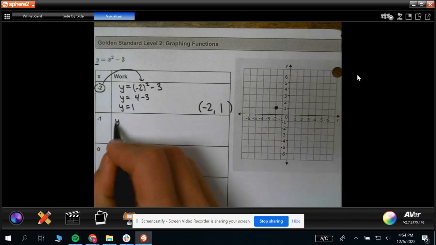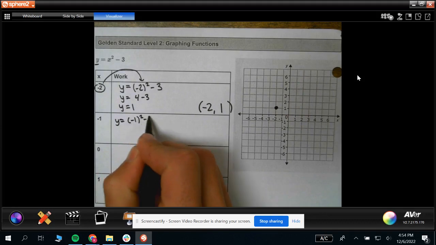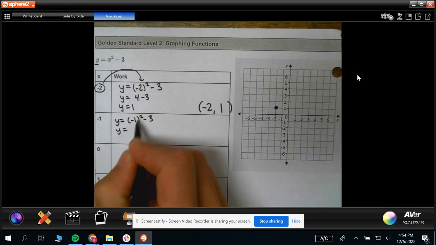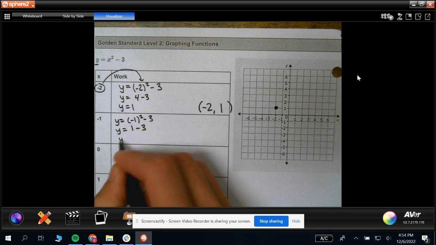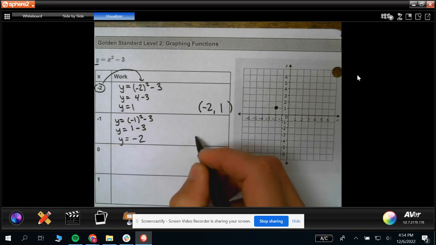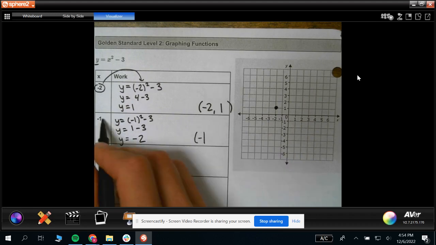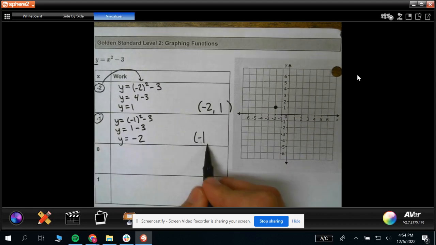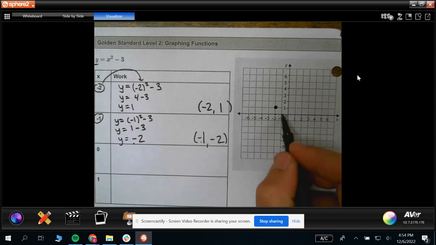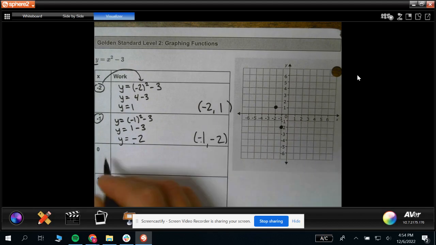Do it again. So y equals -1 squared minus 3. So -1 squared, -1 times -1 is positive 1. So y equals 1 minus 3 is -2. My x value I substituted in was -1. My y value I got out was -2. -1, -2 is right there. -1 on the x, -2 on the y.